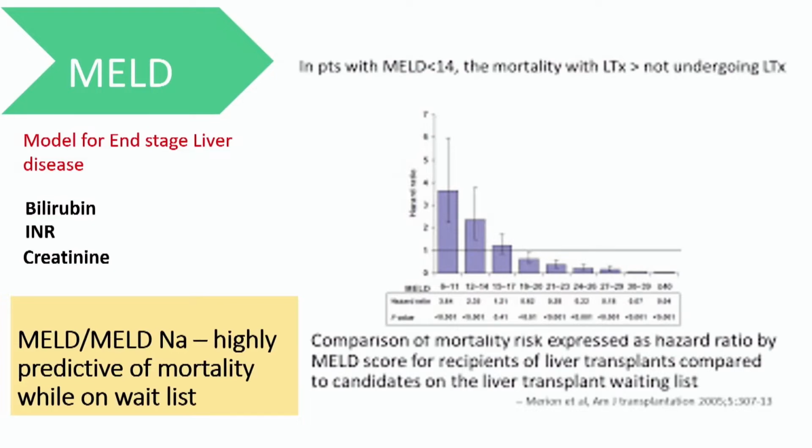That is, while on the waiting list. So the MELD score of 15 is a magical number. We should start the evaluation workup for liver transplantation.